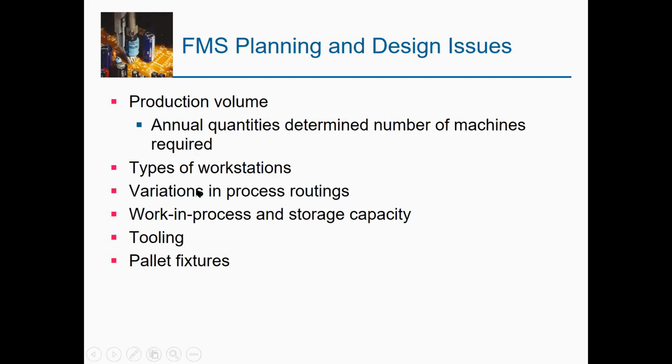So work in process and storage capacity is also very important. You need to identify where work in process and storage capacities are required. For example, finished goods inventory also requires some storage capacity, as do raw material inventory and work in process. Some machines are having some problems, some bottleneck stations are there. You must plan all these things before implementation of the FMS. This comes in the FMS planning and design issues.